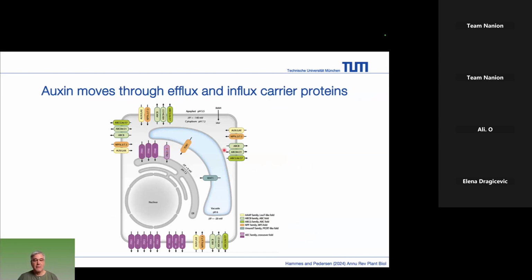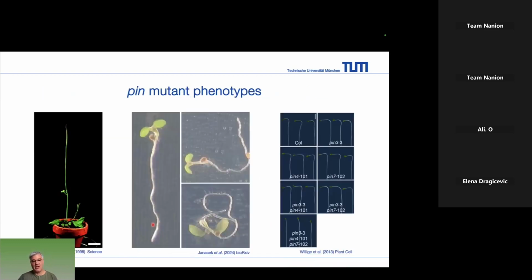Auxin is moved in plants by a number of transporters, and this is shown here in this picture. Auxin is moved into the cell, across endomembranes and so on. But the most important part for polar auxin transport is this group of transporters down here, the so-called PIN-formed auxin exporters, which I'm going to talk about. They are important because they underlie polar auxin transport, since in the cell they are polarly localized.